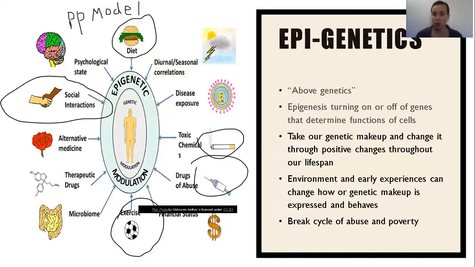So we are learning more and more that we can take our genetic makeup and change it, hopefully through positive changes throughout our lifespan. There's an example, and the next slide has a video, but they talk about a rat study where they took rats, and the sign of a good rat mama is that she licks you a lot. So they took rats from different family groups and switched them.